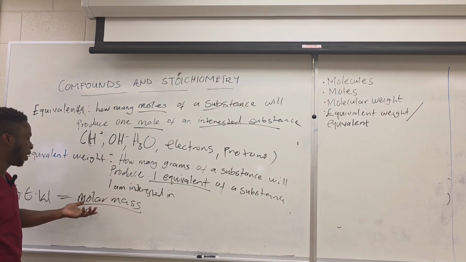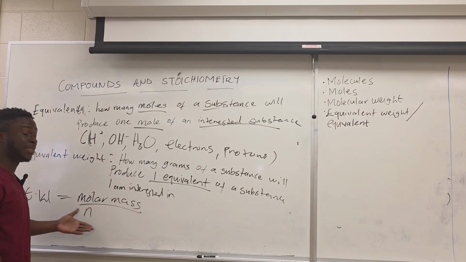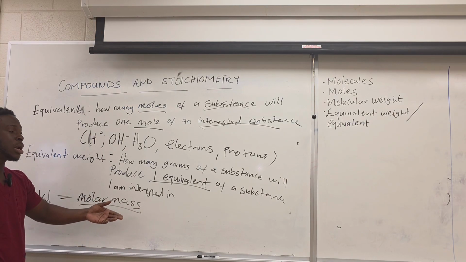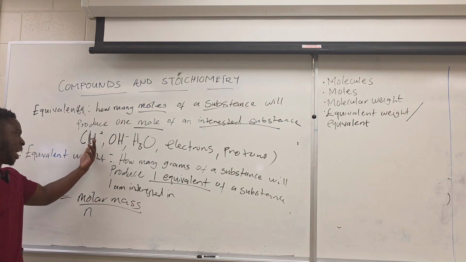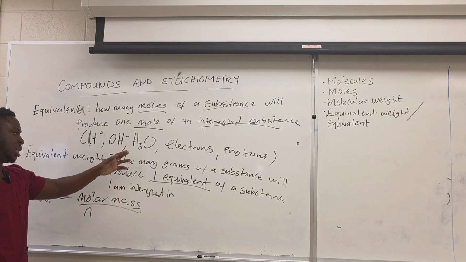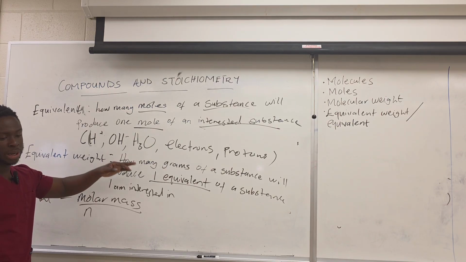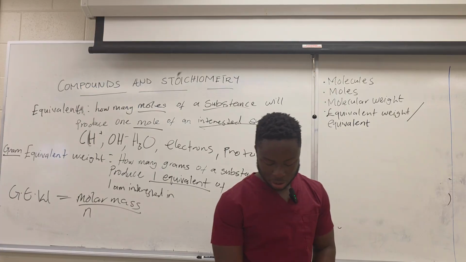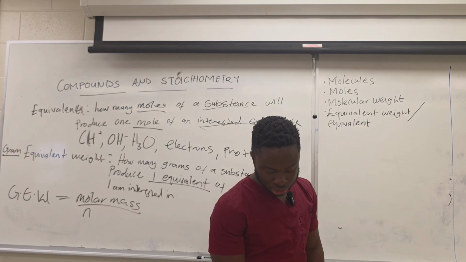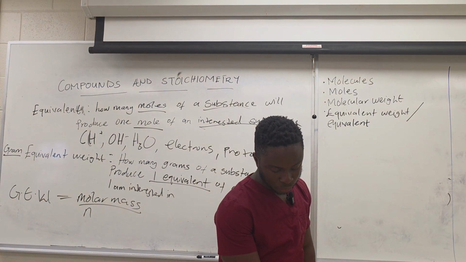In other form, the molecular weight of the substance divided by n, where n is the number of the particles that I am interested in, which could be hydrogen, oxygen, H3O, electrons, and so forth. Let me see if I could find worked examples for us to go through.